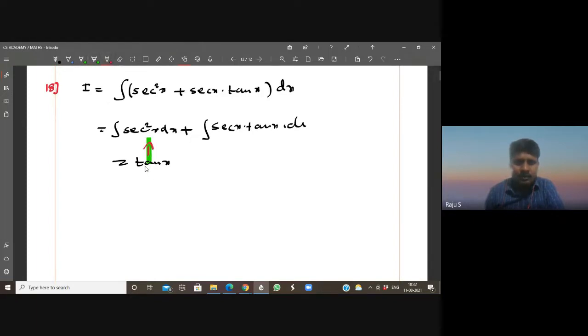What is the derivative of tan x? Secant square x. Absolutely right. So what is the derivative of secant x? Secant x tan x, right? So let's see, this is the answer. Got it, students? This is the answer.